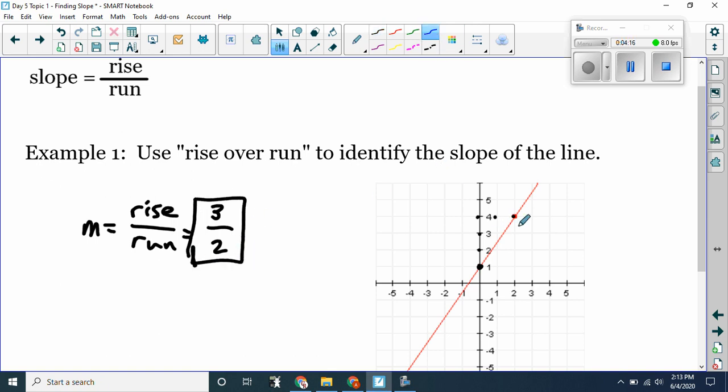Suppose we had started at this point and we went to this point here. Notice my rise this time is 1, 2, 3. It's down 3. That'd be negative 3. And then my run is to the left 2 because we're going left. My run is negative. And then negative divided by negative is also positive 3 over 2. So either way you do it, you find that that line has a slope of 3 over 2.